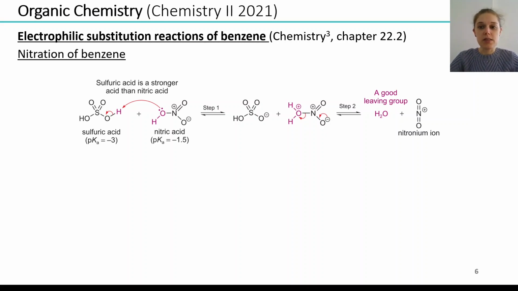The nitration of benzene follows the general reaction mechanism of an electrophilic substitution reaction, but before that we need two initial steps. And in those initial steps, both nitric acid and sulfuric acid react to form an electrophile, which is called nitronium ion. Let's have a look at these two initial reaction steps.